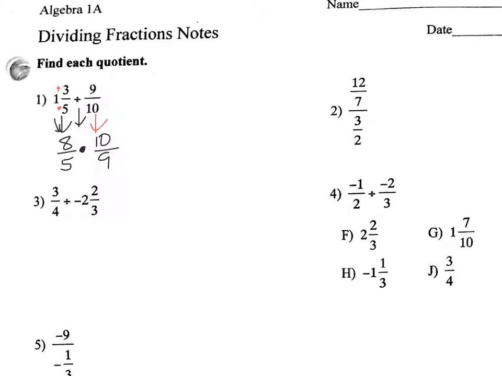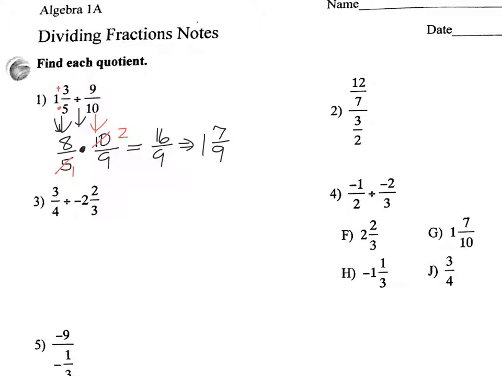We're going to cross reduce. So 5 goes into 5 once, 5 goes into 10 two, 8 and 9, those will not cross reduce. There's nothing that'll go into both of those. So then we multiply straight across and we get 16 over 9. Again, if you want to change it to a mixed number, always pay attention to your directions or answer choices. But 9 goes into 16 one time with a remainder of 7.